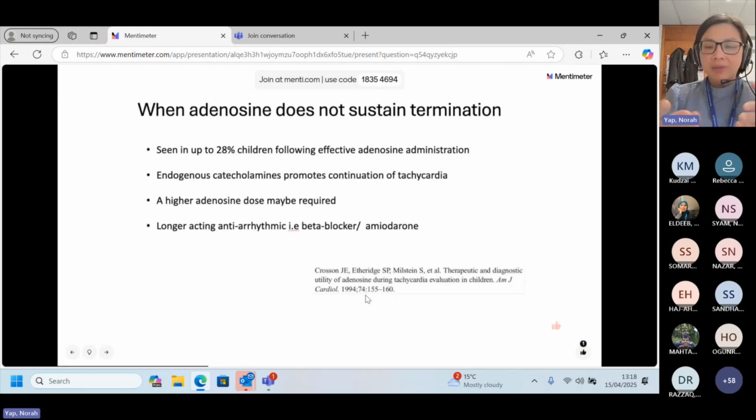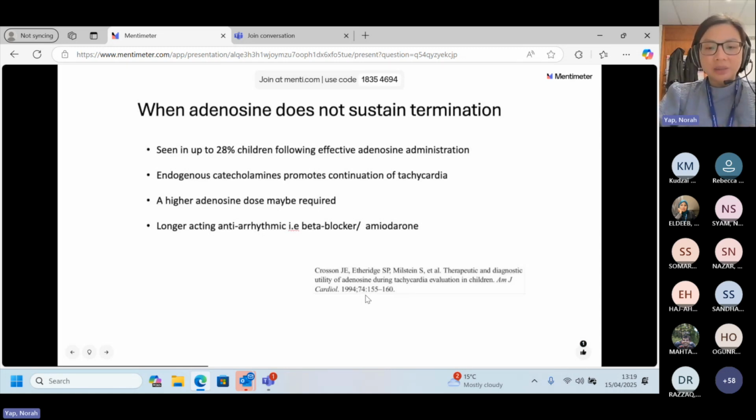which promotes the continuation of the tachy. The half-life of adenosine is very short. So the moment the adenosine wears off, you've got the adrenaline in the body that then promotes the tachy again. So that was the reason. And what we should be doing is that if you've given 150 and it doesn't work, then you should go up on a higher dose, because sometimes you might just need that higher dose to terminate it if you're very lucky.